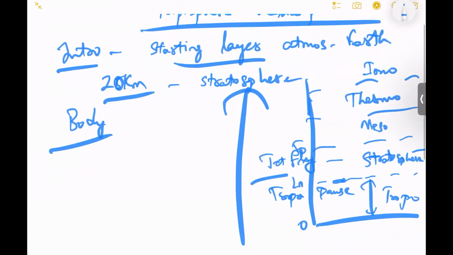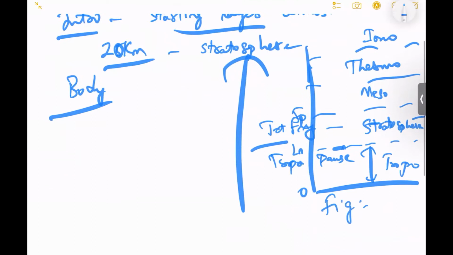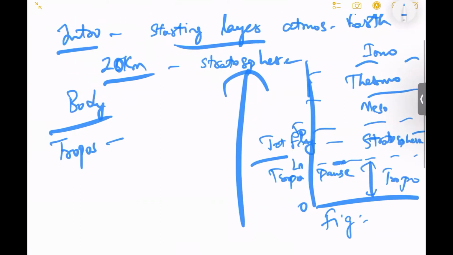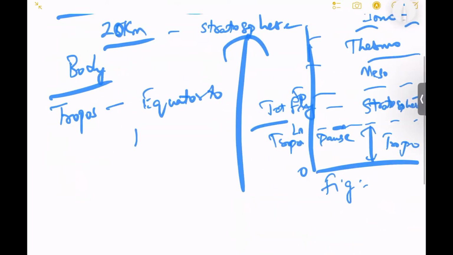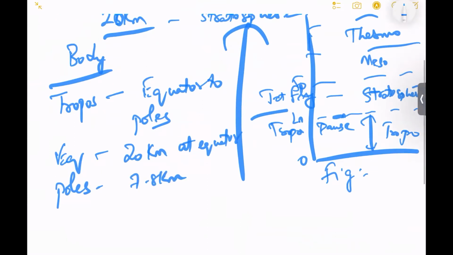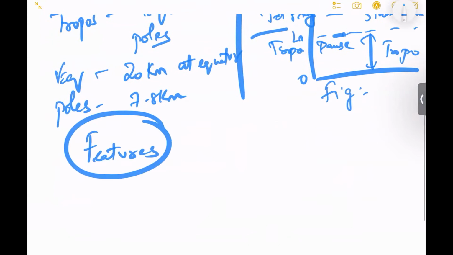Draw that diagram, and then here you can write that the troposphere varies from equator to poles. At the equator, the troposphere has a lot of length, around 20 km, while at the poles it is around 7 to 8 km. So coming to the features of troposphere, what are the various features of troposphere?